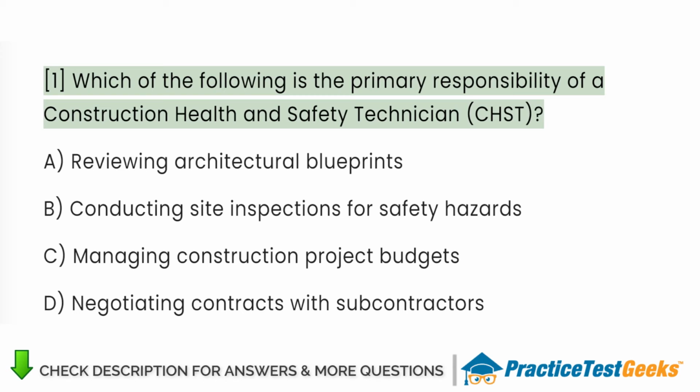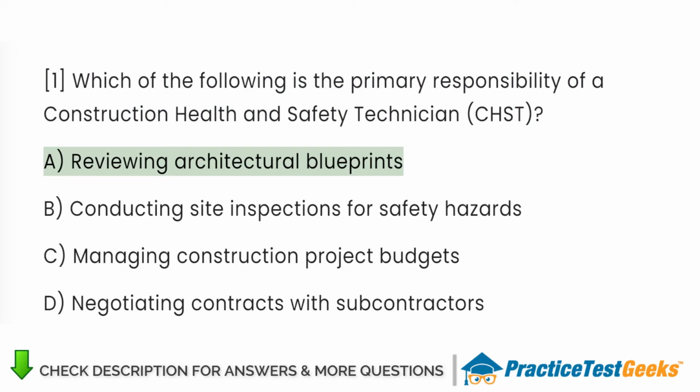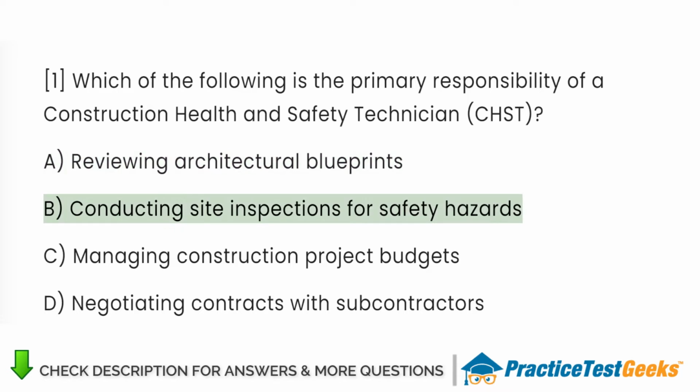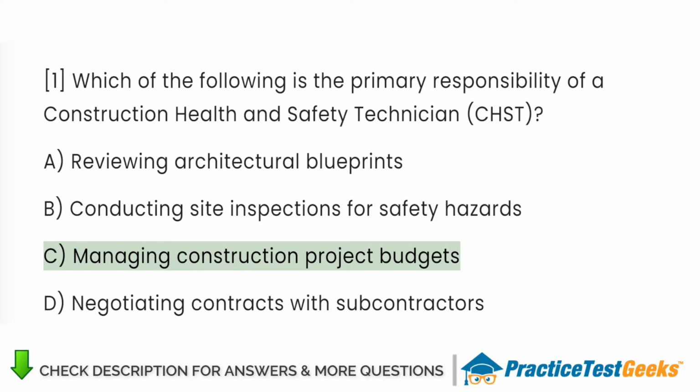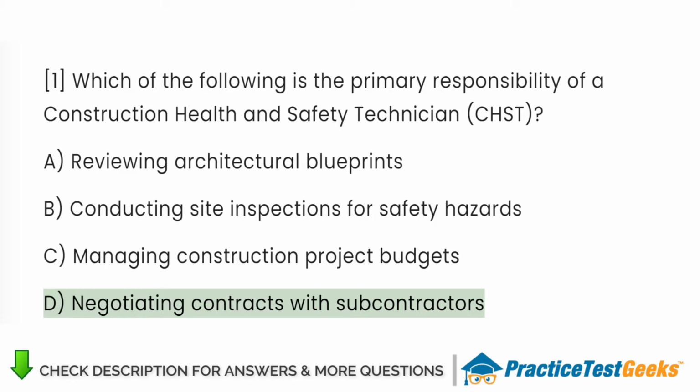Which of the following is the primary responsibility of a construction health and safety technician, CHST? A. Reviewing architectural blueprints. B. Conducting site inspections for safety hazards. C. Managing construction project budgets. D. Negotiating contracts with subcontractors.